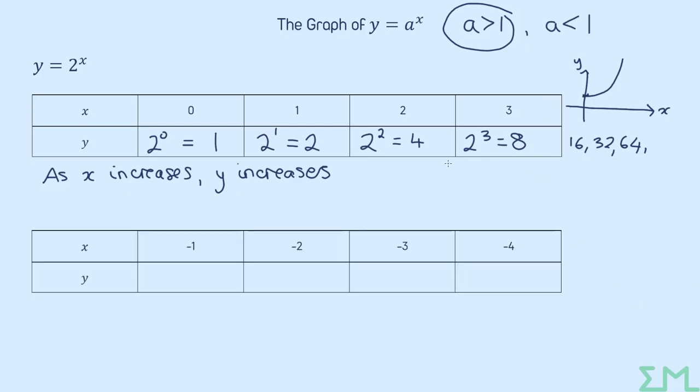Okay, so another table of values for us to investigate some negative values of x, going from negative 1 down to negative 4. So 2 to the negative 1, we know from our indices work that this means do the reciprocal of the base number, so it's a half. 2 to the negative 2, a quarter, negative 3 and 1/8.